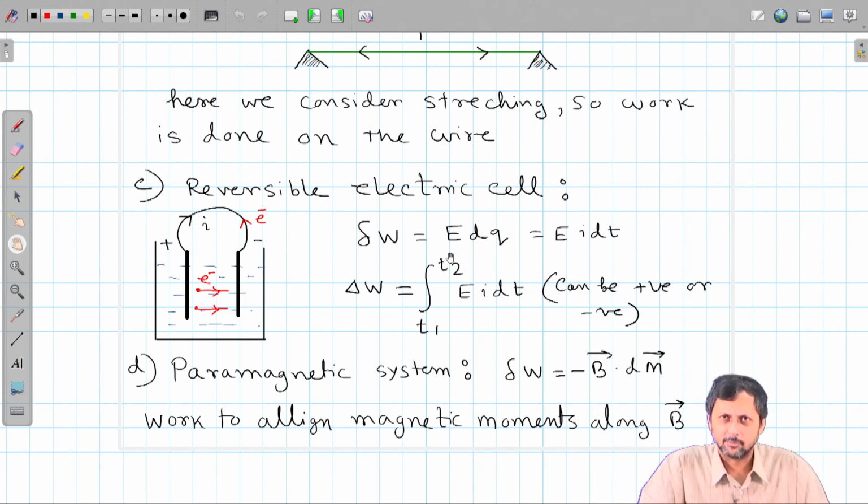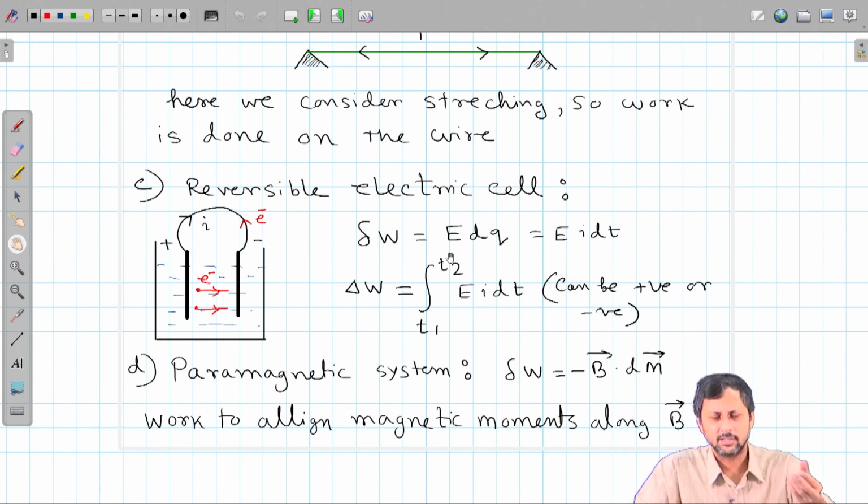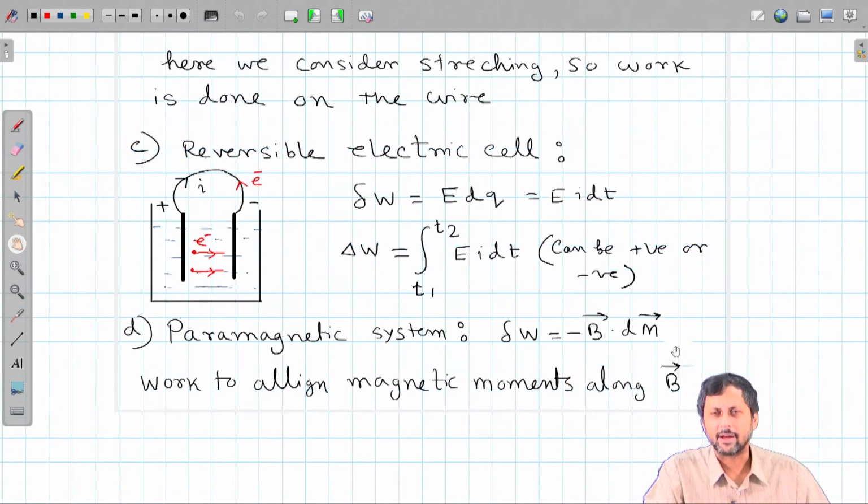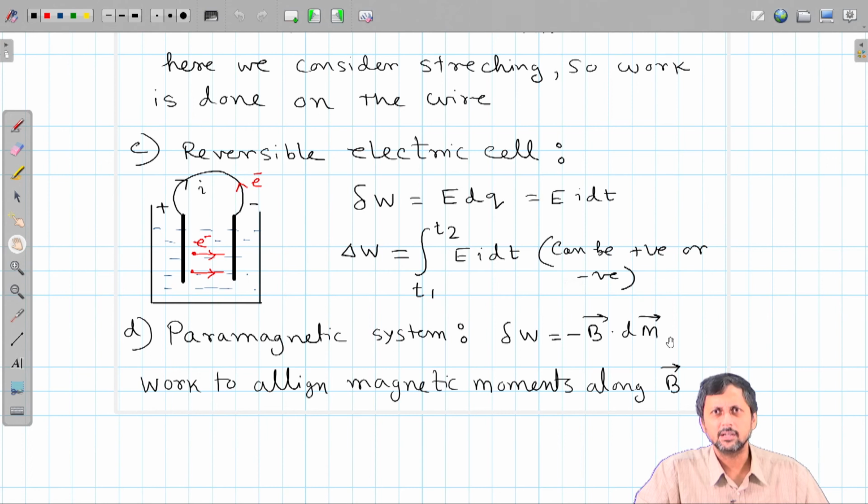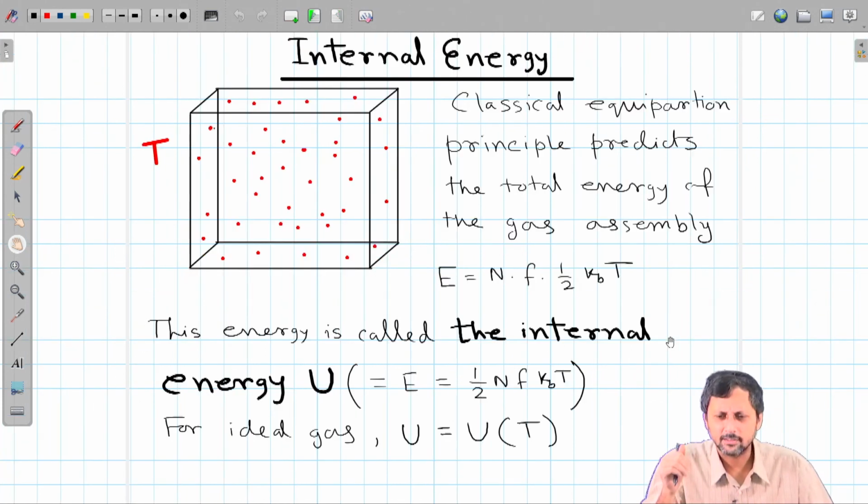Now, for a paramagnetic system, let us say we have a paramagnetic salt sample, we are placing it inside a strong magnetic field. Then we have delta W is equal to minus B dm, B being the magnitude of the magnetic field, dm being the magnetic moment of every infinitesimally small molecular magnet. So, this work is once again negative because it is the work done on the system to align the magnetic moments along B, right. So, these are the few examples which we have taken.